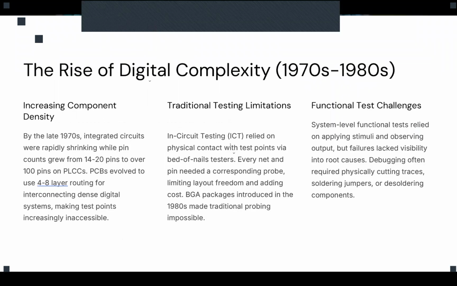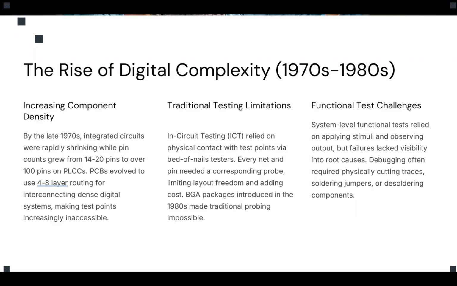In the 1970s and 1980s, the digital logic started to evolve very rapidly. All the devices that once used DIP components or DIP packages and had 8 to 16 pins were replaced by PLCCs and QFPs and even eventually BGA packages, and all of them had around hundreds of pins.